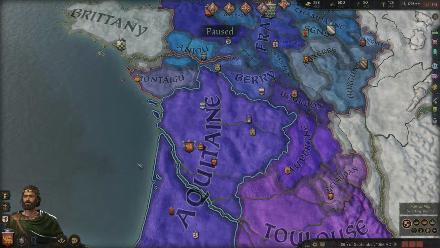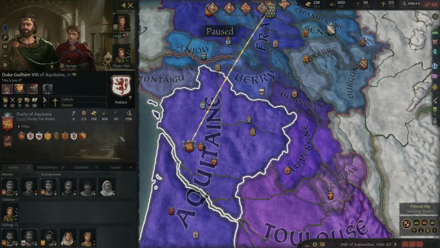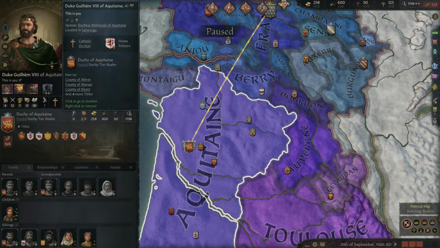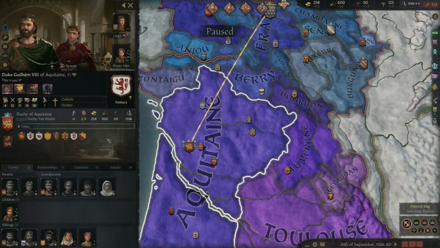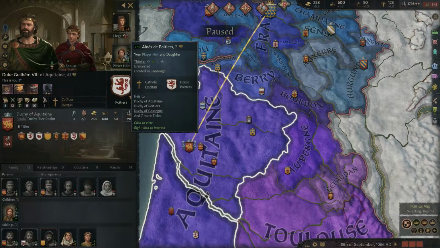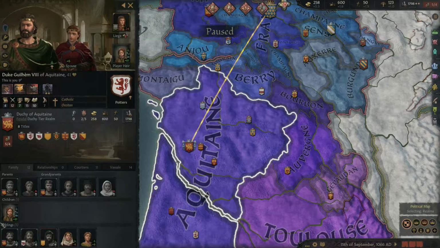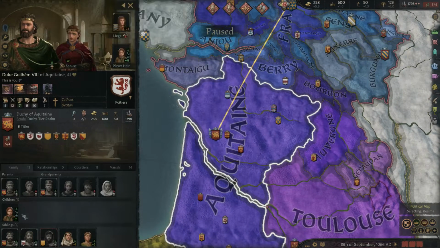Now of course in CK3 you play as a character, and today we're playing as this character, Duke Gilhelm the 8th of Aquitaine. Within CK3 you also play as a family, but you only play as one person at a time. So I'm playing as Duke Gilhelm at the moment, but when I die, I'll play as my heir, Anus. Here you can see your extended family. You've got my spouse up here. You've got my children, you've got my siblings, and everything there.